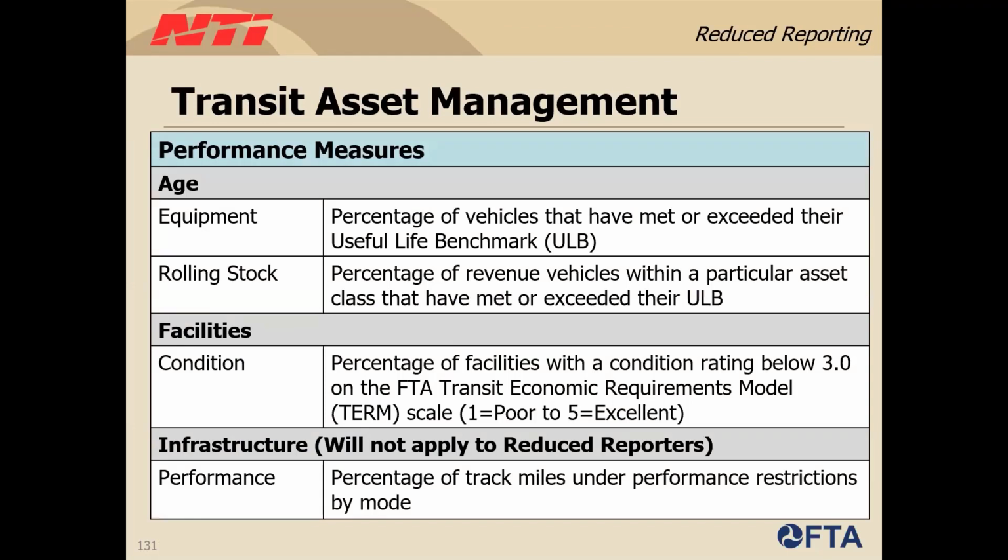These are the categories that you will see in the A90 form. The sections are broken down into equipment, which represents service vehicles, rolling stock, which represents your revenue vehicles, facilities, which represent your passenger stations and other admin or maintenance facilities, and there's also infrastructure, which doesn't apply to reduced reporters as this pertains to rail.